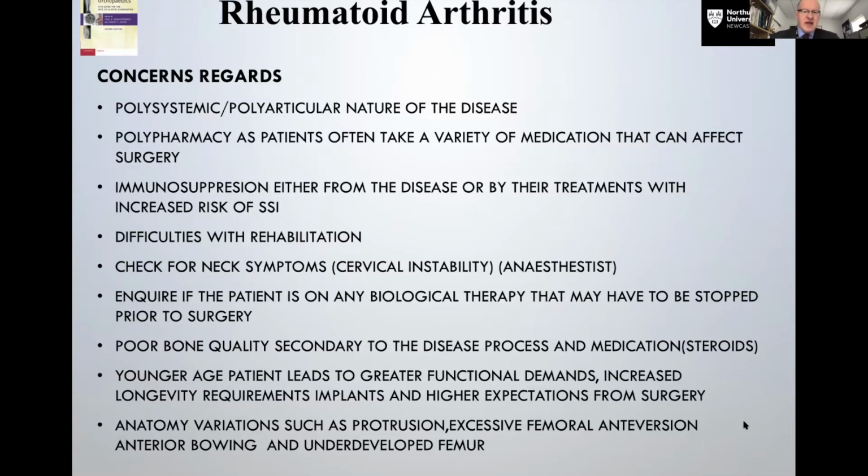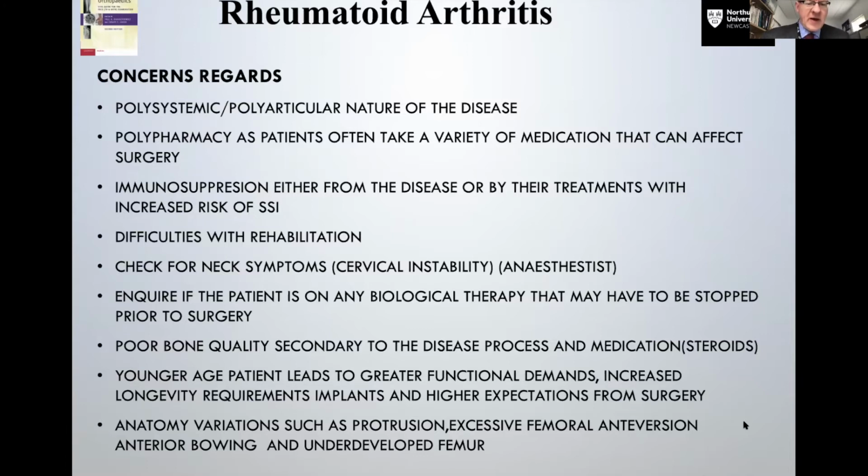I need to check for neck symptoms, rule out cervical instability. My anaesthetist will be very keen, if he's got to do a GA, that there's no neck issues. I need to inquire if the patient's on any biological therapy that will need to be stopped prior to surgery. The bone quality is usually poor, secondary to the disease process and medications such as steroids.